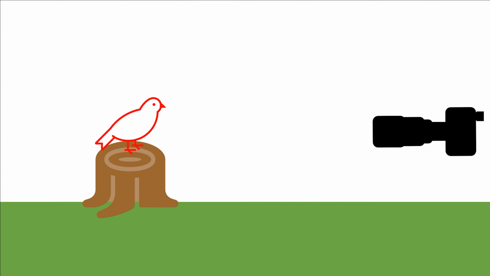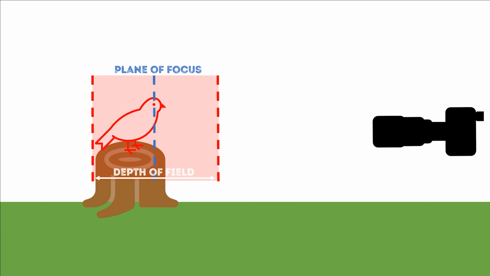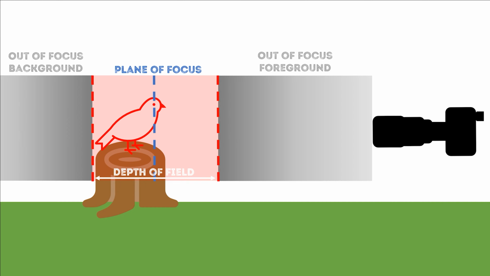When you photograph your subject, the plane of focus, which is the part of the photo which is perfectly in focus, is always parallel to your camera's sensor. Either side of it, there is an area which is acceptably in focus, and this is called the depth of field. This is controlled by the aperture, but also other choices such as the distance away from the subject and the type of lens that you're using.